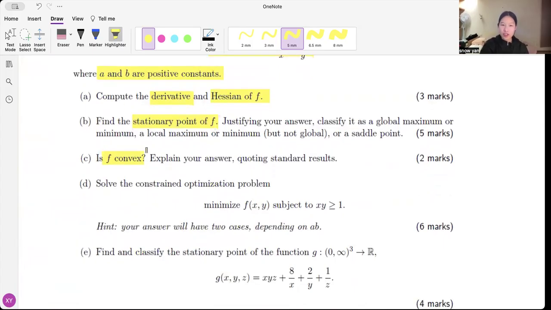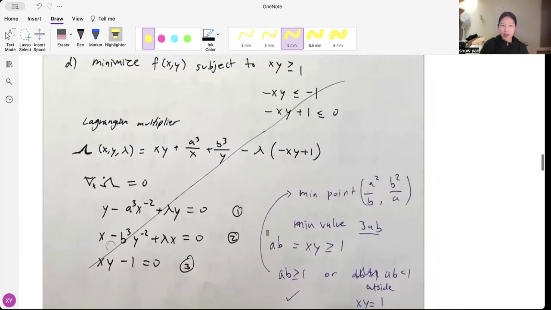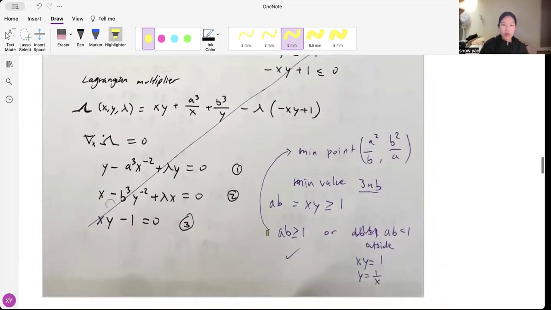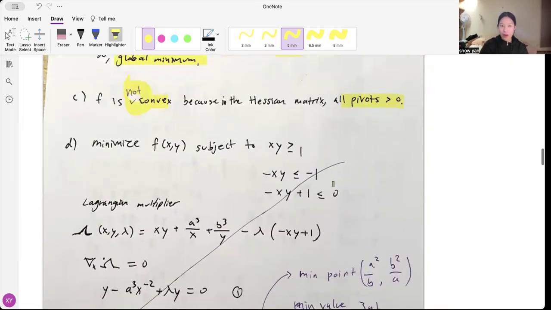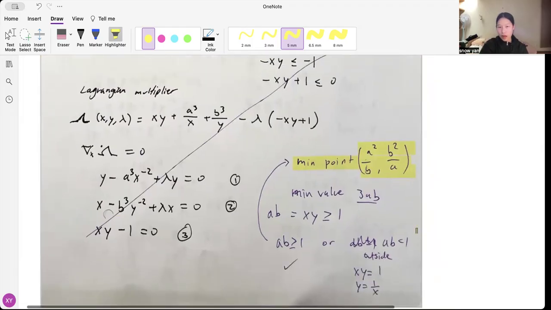And then part D, let's read the question. Solve the constrained optimization problem: minimize f of x, y subject to xy greater than or equal to 1. So your thing will have two cases depending on ab. I jumped way too fast into the Lagrangian multiplier method. But to be honest, because I already had it from the earlier parts, I really didn't need to do this. What I really needed to do is recognize that from earlier I already have the saddle point, and that is already the global minimum. So my minimum point is going to be this, and when I evaluate it back in the original equation, it leads me to the value of 3ab.